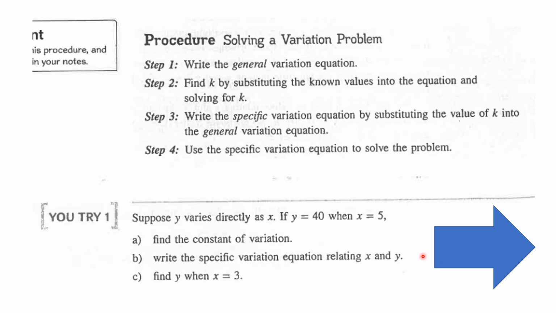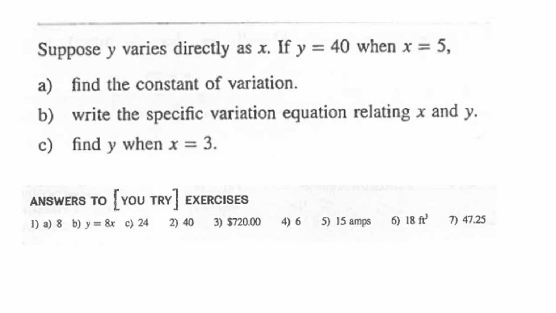I'm pausing the video now. Let's see how you did. The answer you should have gotten is the constant of variation was 8. The specific variation equation relating x and y is y equals 8x, and y, when x is 3, is 24.